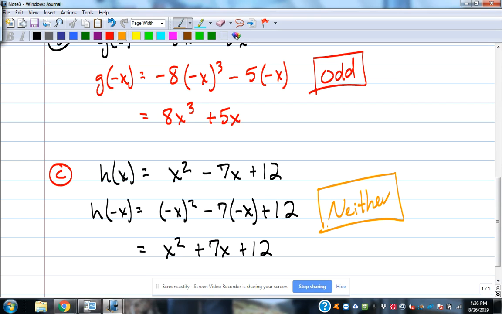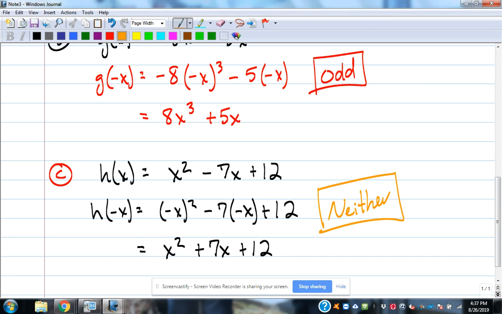Odd, even, and neither. Shortcut: if it's odd, it's got odd exponents. If it's even, it's got even exponents. If it's a mix of any of that, then it's neither. That's the shortcut, and the shortcut works fine. You don't have to know that test, but in math theory, that is the test for whether or not something is odd or even.